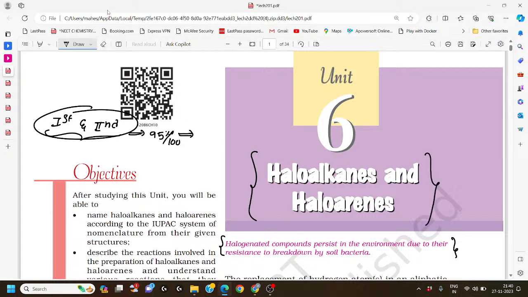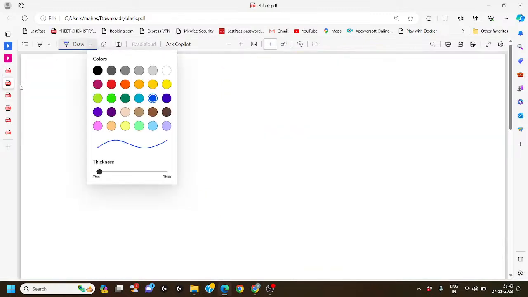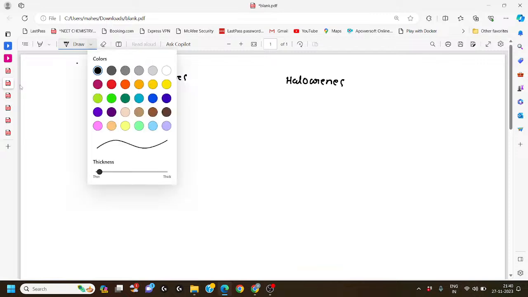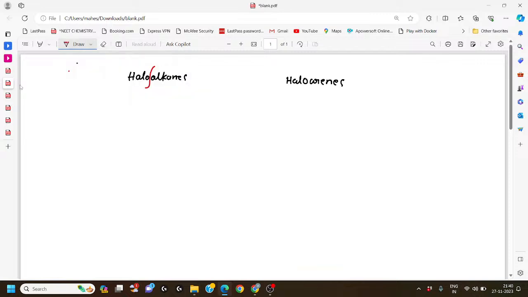Now let us try to understand this main heading by taking a whiteboard. Here is the main one, that is haloalkanes and haloarenes. Now let us break this in two parts. That means halo plus alkanes and halo plus arenes. We know that halo means halogens, simply the 17th group elements. I hope this concept is clear to you.